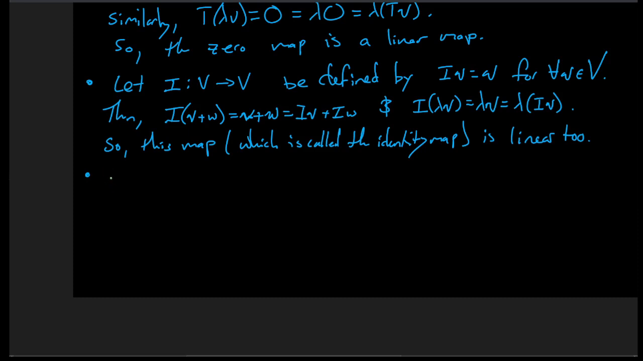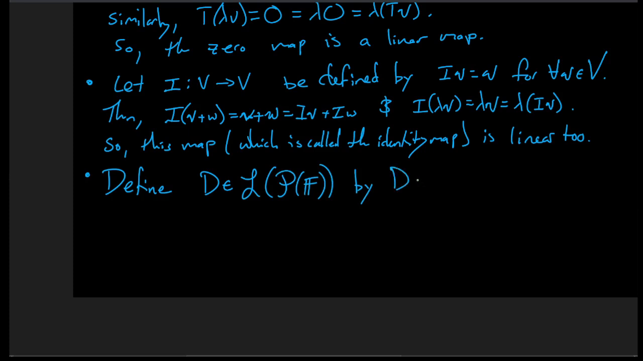Here's another one. Here, define D, a linear map on the polynomials over a field, by Dp is equal to p prime, the derivative of p.